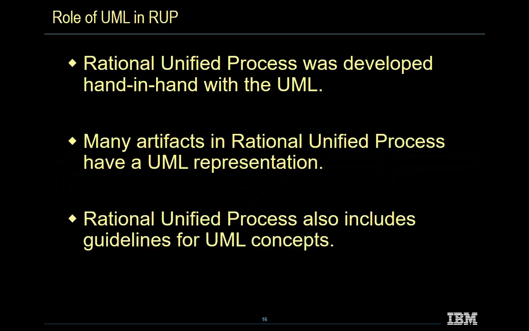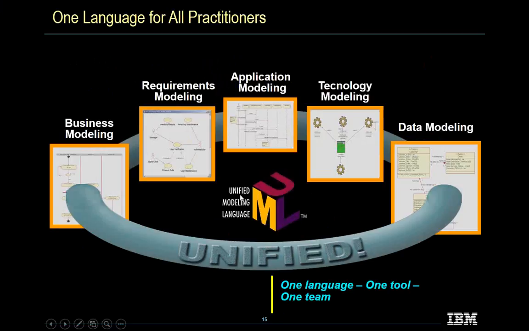The role of UML in RUP. RUP means Rational Unified Process, which was developed hand in hand with the UML. UML means Unified Modeling Language. Make a note of this term, UML. You will be hearing that term, Unified Modeling Language. That is called UML.